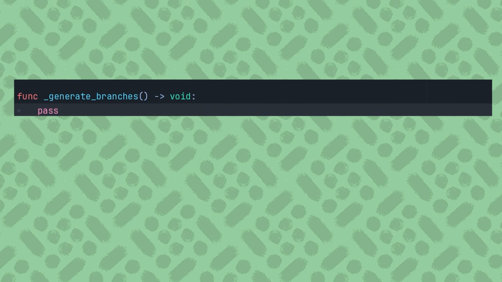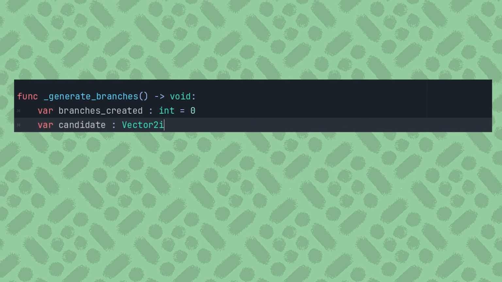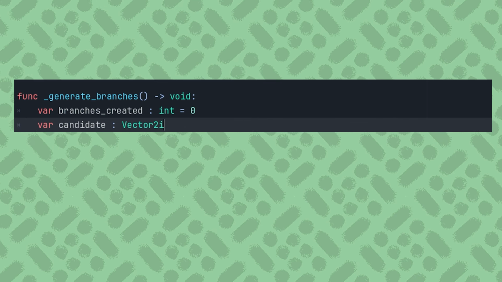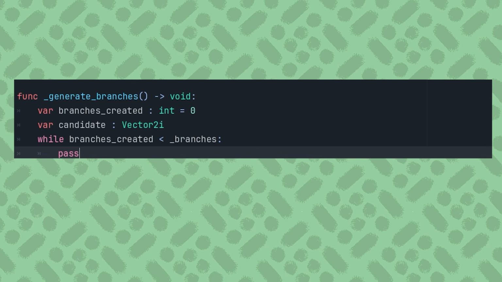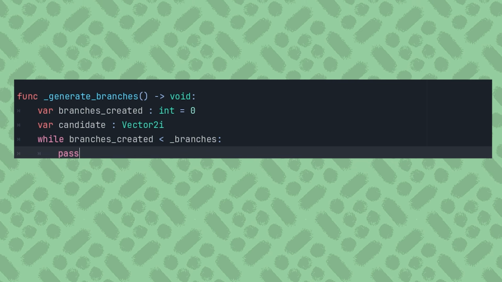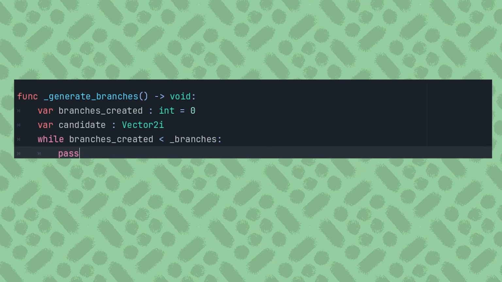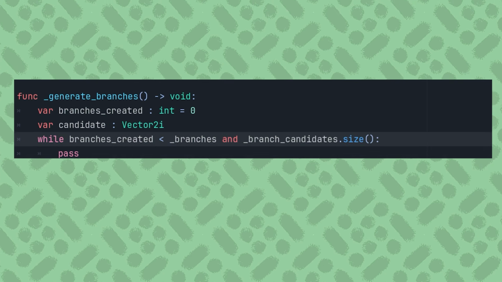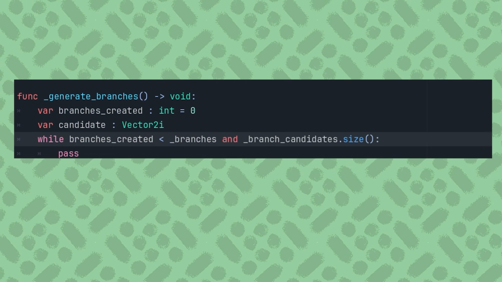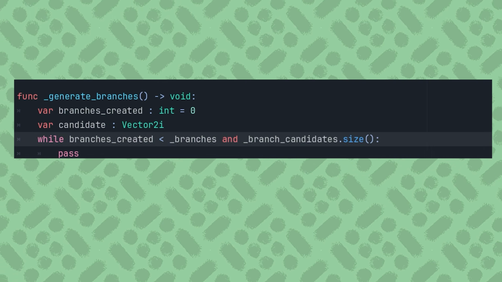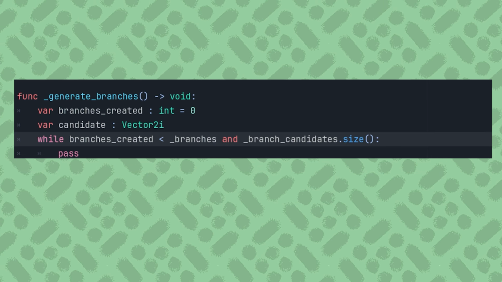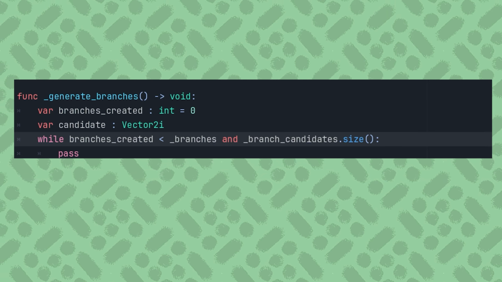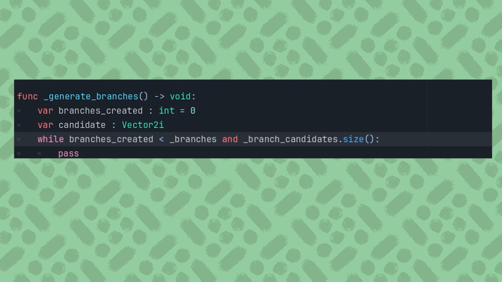Now that we have a list of potential rooms to branch from, let's add another function for creating branches. We will need to know how many branches we have generated, starting at 0, and the room we are branching off from, as a vector 2i. Then while loop as long as the number of branches we have created is less than the desired number of branches. In the case of very tight dungeon dimensions, it might also be possible that the desired number of branches is not possible. So we can also add the condition that there are still branch candidates remaining in the array to prevent this from becoming an infinite loop.